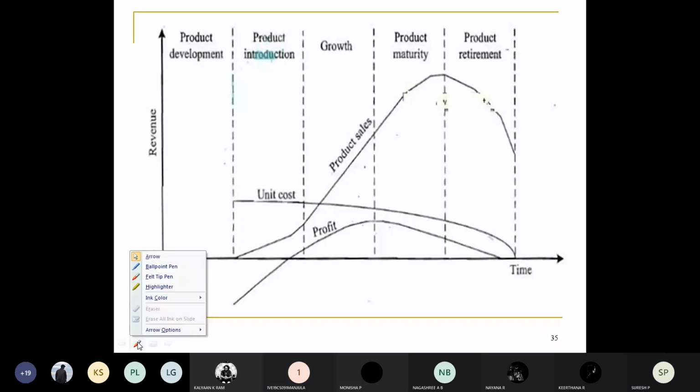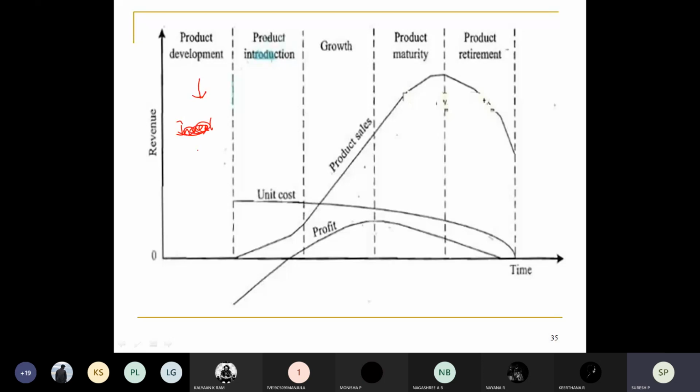Yes, sir. Okay. So now in the initial product development stage, what will happen? Here we don't have any income, only investment. The design and development phase of the product is nothing but the design and development phase. Once you have this, next is the introduction phase.